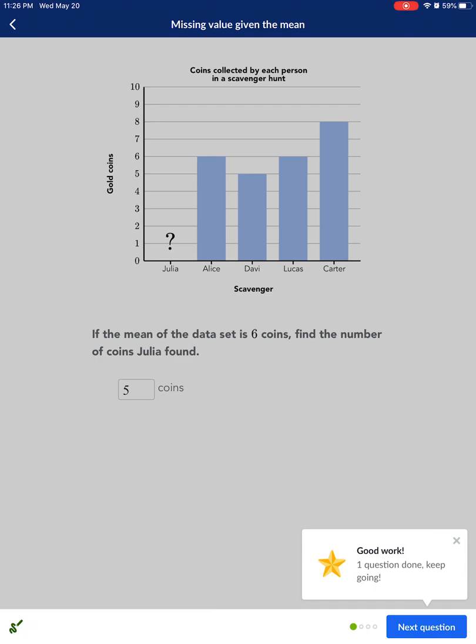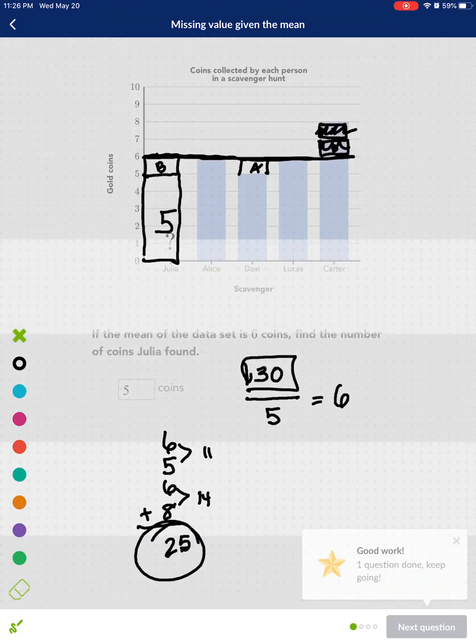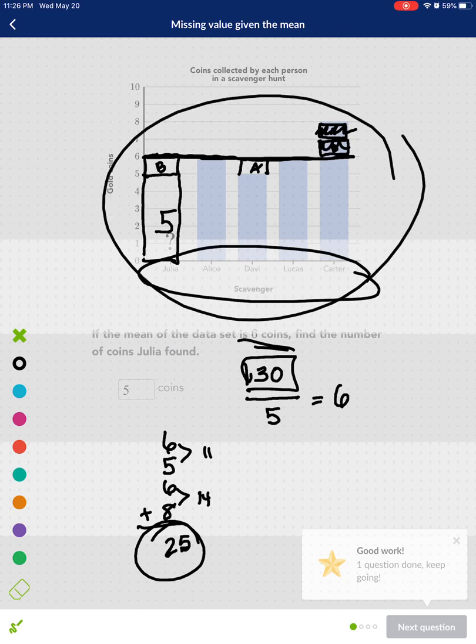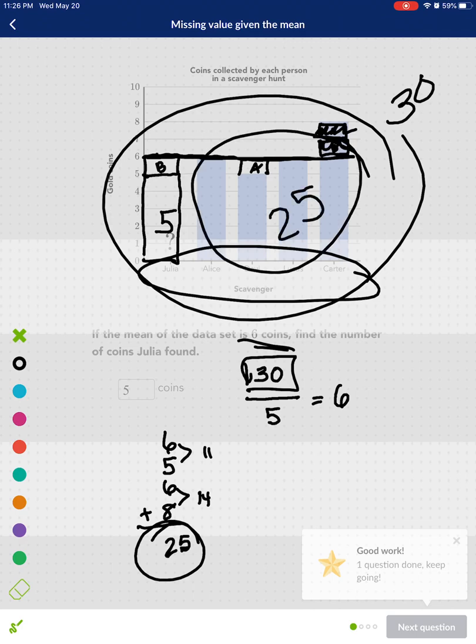All right, so again, just to recap, you're going to take the number of pieces of data. We had 5 people here in this case. We knew from the question that the average was 6, and then we knew that when we solved this equation, all of these numbers had to add up to a sum of 30, right? So we had these numbers accounted for 25, so we know that this section needed to be 5.